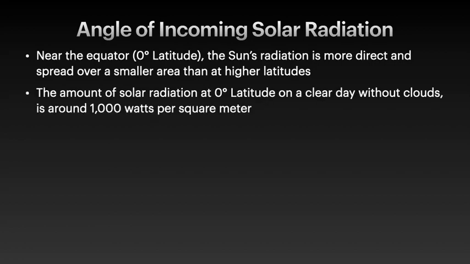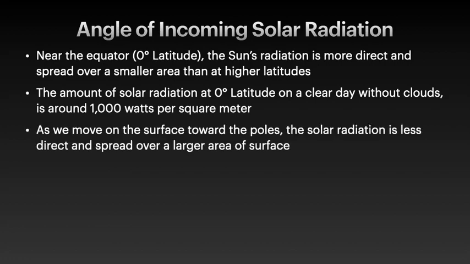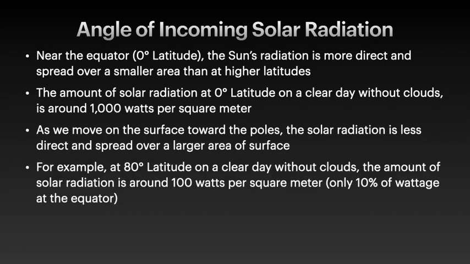The amount of solar radiation at 0 degrees latitude on a clear day without clouds is around 1,000 watts per square meter. As we move on the surface toward the poles, the solar radiation is less direct and spread over a larger area of surface. For example, at 80 degrees latitude, on a clear day, without clouds, the amount of solar radiation is only around 100 watts per square meter. So it's only 10% of the wattage at the equator.